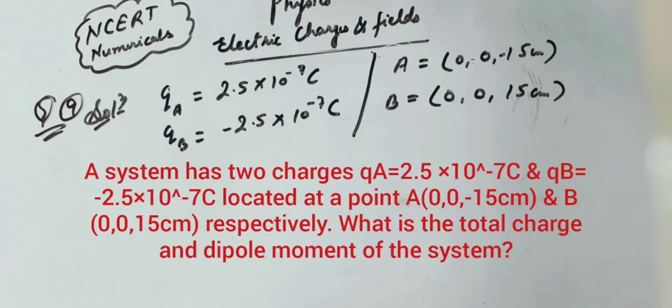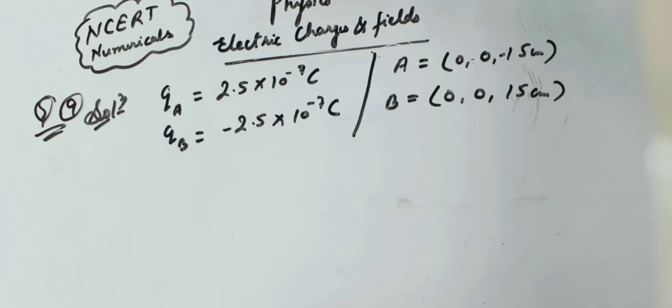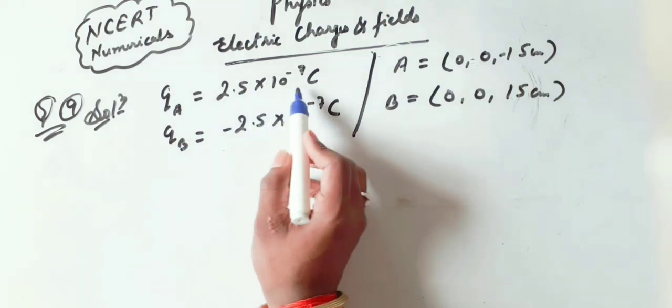Now question 9. In this question, a system has two charges, QA equals 2.5 into 10 to the power minus 7 coulomb and QB equals minus 2.5 into 10 to the power minus 7 coulomb. So here we can say that it is a dipole because both charges are equal.